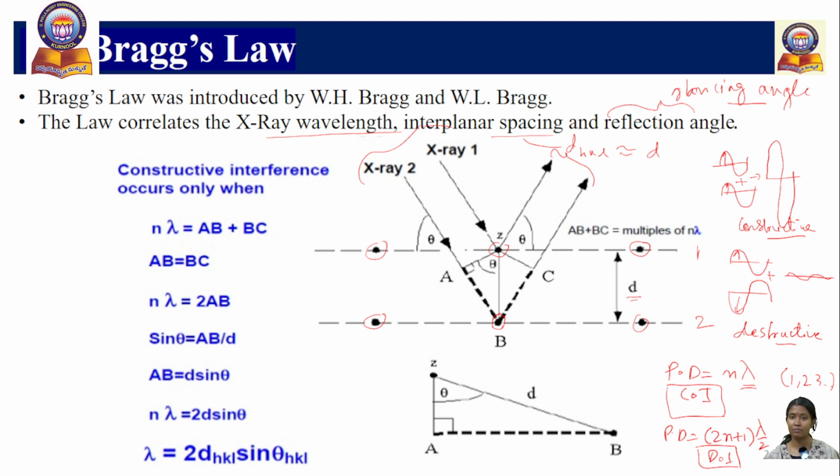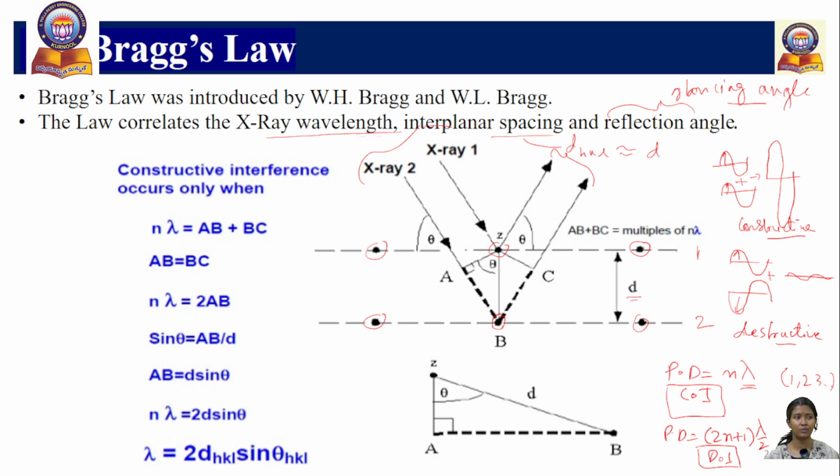So constructive means their intensity will be high. We will use some indirect technique so that we know, okay, constructive interference has happened. Okay, destructive interference has happened. So there is no way of knowing destructive interference. There is a way of knowing constructive.